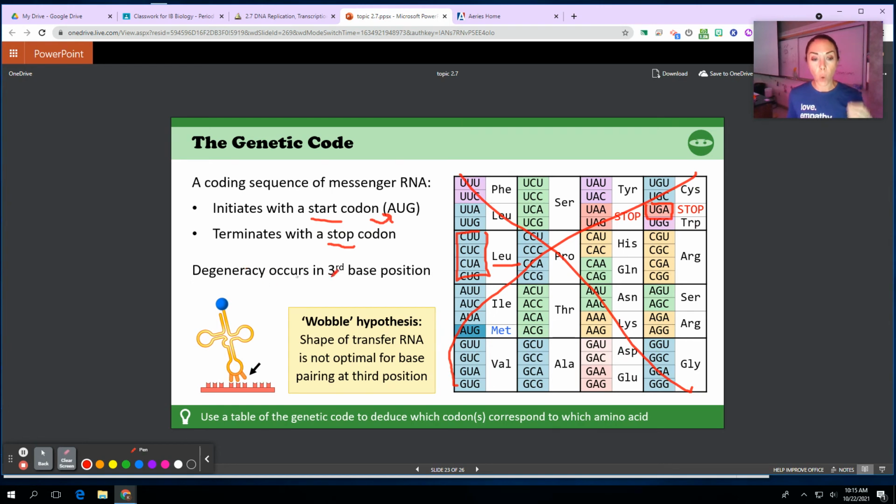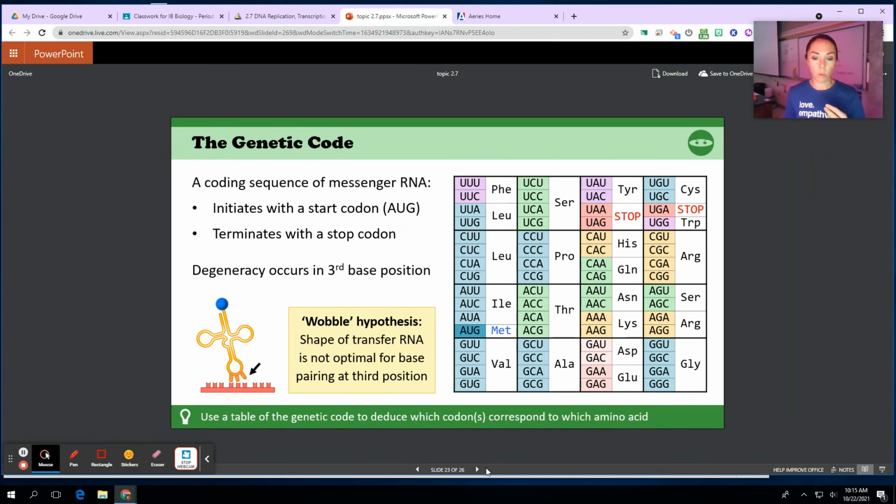The degeneracy always occurs in the third base. So that is the idea that some of them come. So if you see right here, CCC, UUU. This third base right here, that is where we see the differences. The first two are always the same, and the degeneracy occurs in the third. The reason scientists believe that's possible is called the wobble hypothesis. If these two link right here, the shape of the transfer RNA for this last one is not optimal for base pairing at the third position. So whatever the first two are, that third one doesn't matter. It's going to attach there. Okay.